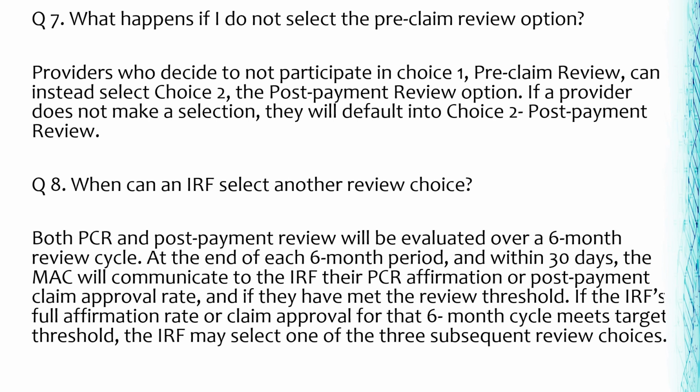When can an IRF select another review choice? Both PCR and post-payment review will be evaluated over a 6-month review cycle. At the end of each 6-month period and within 30 days, the MAC will communicate to the IRF their pre-claim review affirmation or post-payment claim approval rate and if they have met the review threshold. If the IRF's full affirmation rate or claim approval for that 6-month cycle meets target threshold, the IRF may select one of the 3 subsequent review choices.